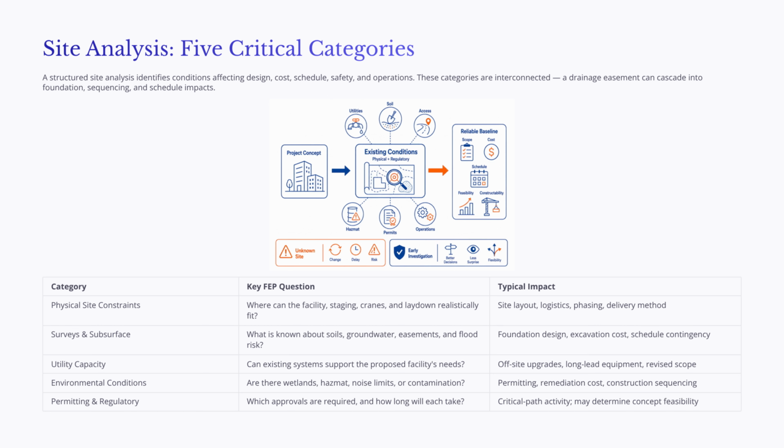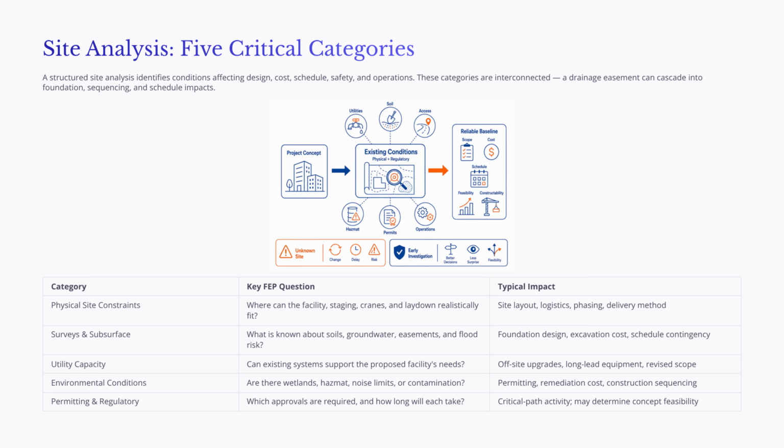The second category is surveys and subsurface conditions. This includes property boundaries, easements, underground utilities, soil conditions, groundwater, rock, seismic considerations, and flood risk. These factors can directly affect foundation design, excavation cost, and schedule contingency.